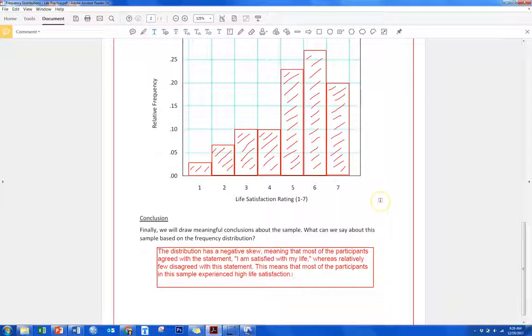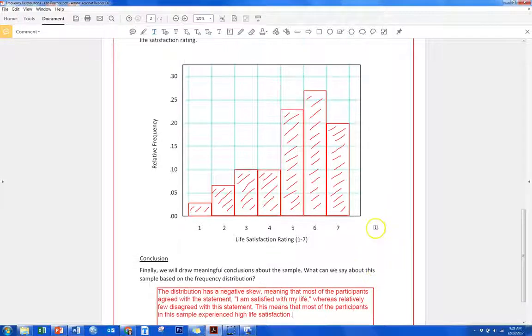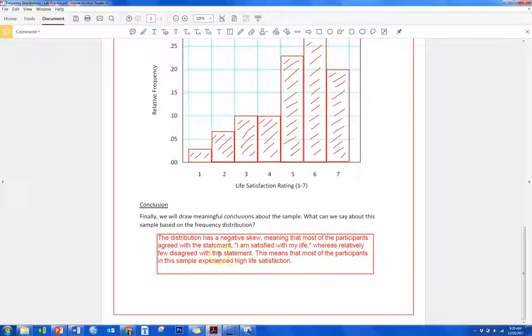So this is probably not a clinical sample. This might be what a population sample would look like. If we were dealing with highly depressed people in a clinical setting, perhaps the distribution would look different. Perhaps it would be the other way around. People are depressed and they have a low level of satisfaction. Maybe then there's a positive skew at that point. But this is basically what we can say about this distribution, negative skew. Most of them agree with the statement, experiencing a high level of life satisfaction.